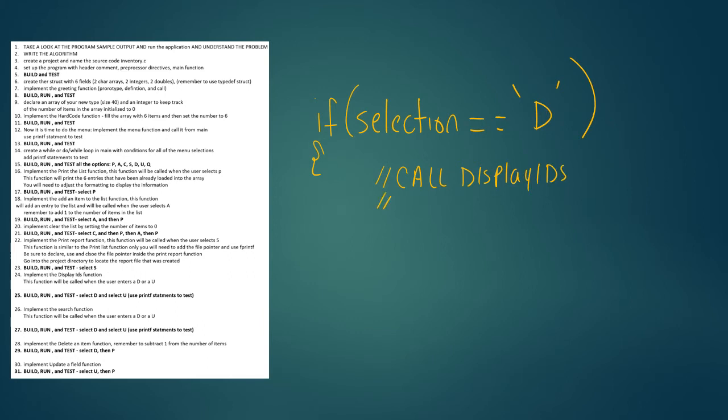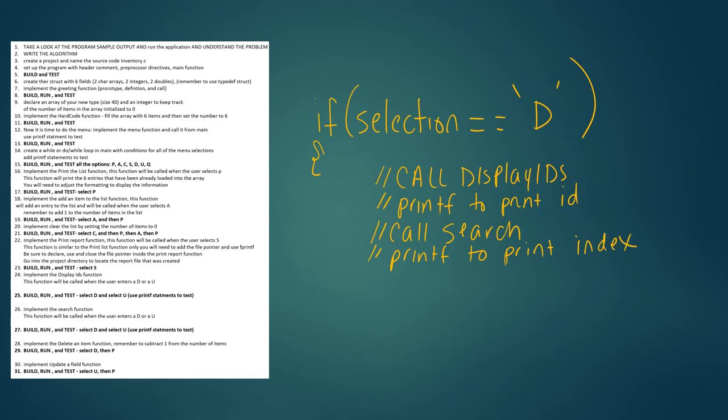Then you want to use printf to print the ID that was returned. And then you want to call the search function and use printf to print the index. All right, so then after you do that, you're going to delete.